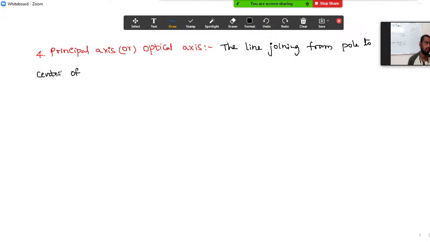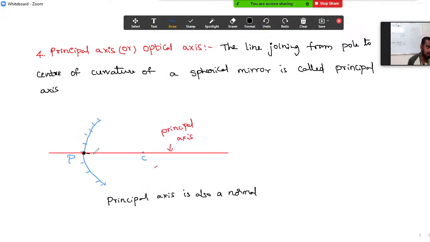Look at here. Now I am trying to draw the normal at point P. So in order to draw the normal at point P, what should I do? I need to connect the pole and the center of curvature. Why? Because by default all the normals pass through the center of curvature, right? So you will get the normal along the principal axis. So the principal axis is also one of the normals, the principal axis at the pole. You should remember this point.